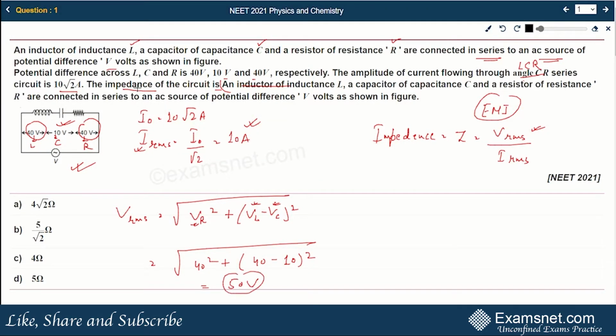So now we have the VRMS and we have the IRMS as well. So impedance can be obtained as VRMS divided by IRMS. So VRMS is 50 volt and IRMS is your 10 ampere. So what will we get? 5. And the unit will be ohm for impedance. So the correct answer will be 5 ohm. That is option D will be your correct answer.